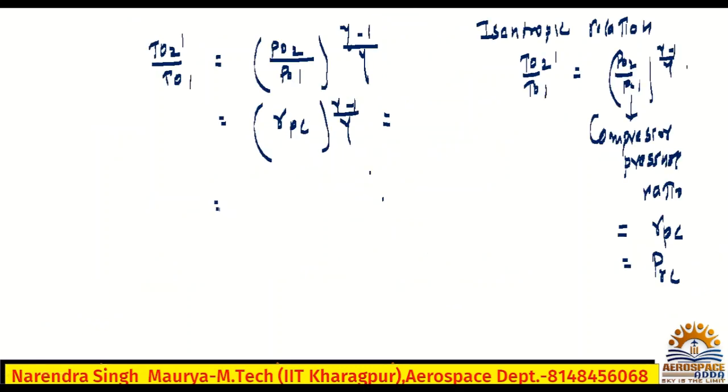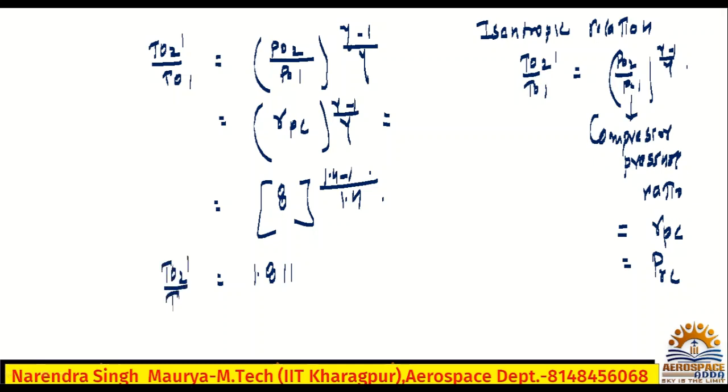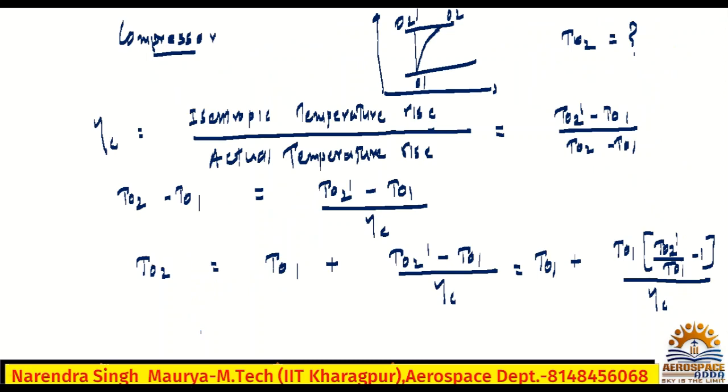So for this value we need to write 8 to the whole power 1.4 minus 1 divided by 1.4. How much? Let me calculate. 1.4 minus 1 divided by 1.4, and then 8 to this power gives 1.811. Okay, T naught 2 dash by T naught 1 is this value. Now here you can keep it.